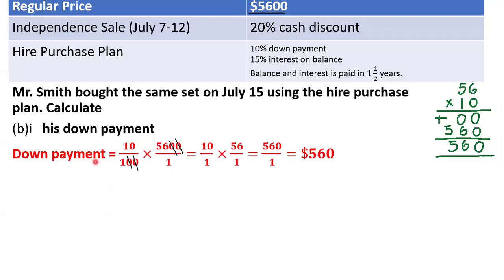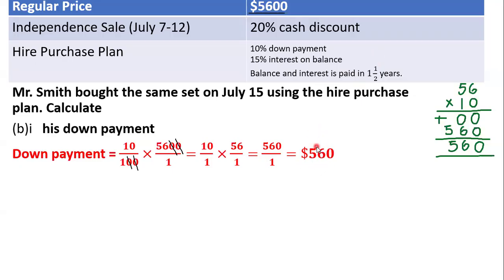Right there, down payment. How do we figure that out? What are we going to do? We do 10%. Put 10 over 100, dash 5,600 over 1. Cross out the 0 on the 5,600 and the 100. Then you put 10 over 1, dash 56 over 1, which is 560. Equals 560. Very good. So what is the down payment, or the deposit?